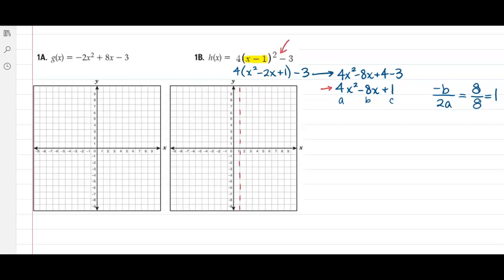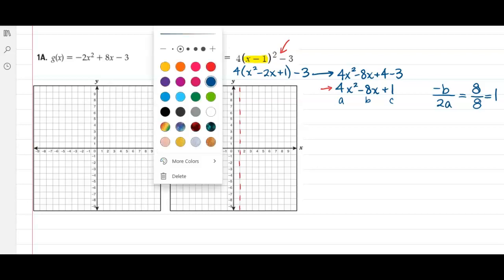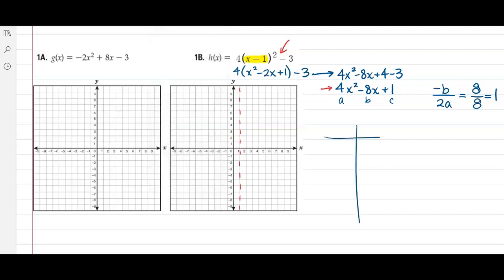If I put a 1 back in here, I have 1 take away 1, which is 0, squared is 0, times 4 is 0, minus 3. That gives me the point 1, -3. It would be right here. That's my vertex.